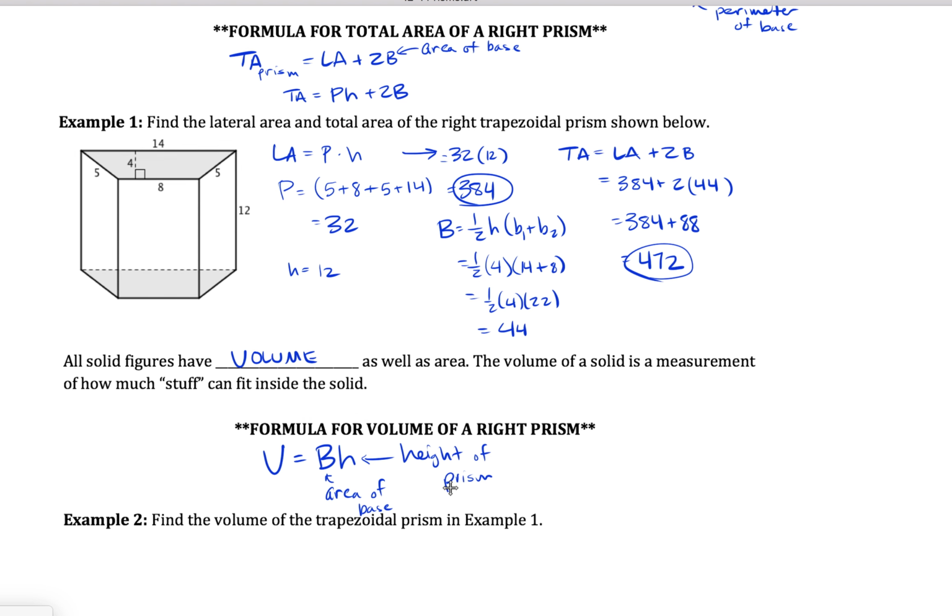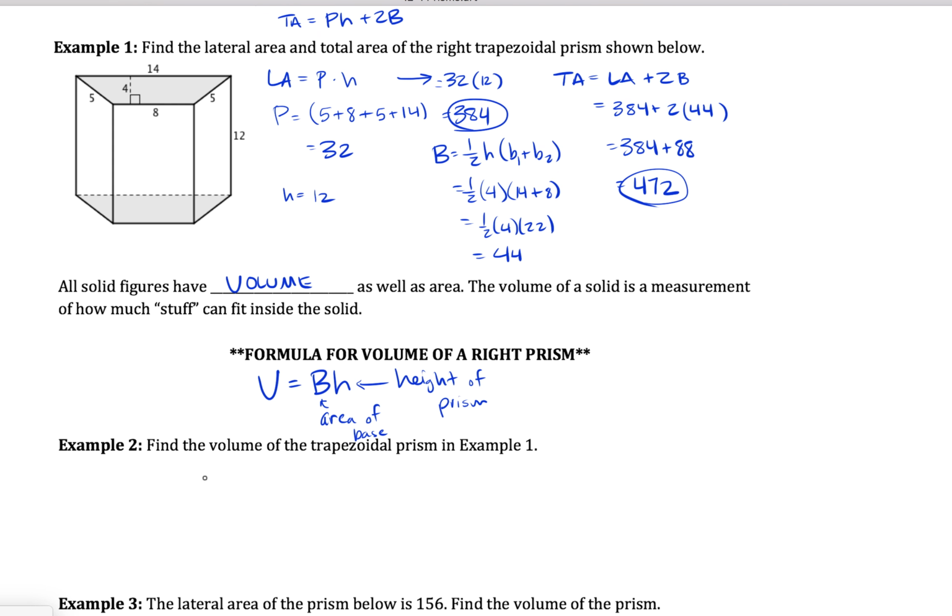So what would be the volume of that prism right above? Well, we know we're going to take capital B times the height. We've already calculated capital B right here, right? The area of the base was 44. So we're looking at taking 44, and we're going to multiply that times the height of the prism, which is the distance between the bases. So we know that that's going to be 12 right there.